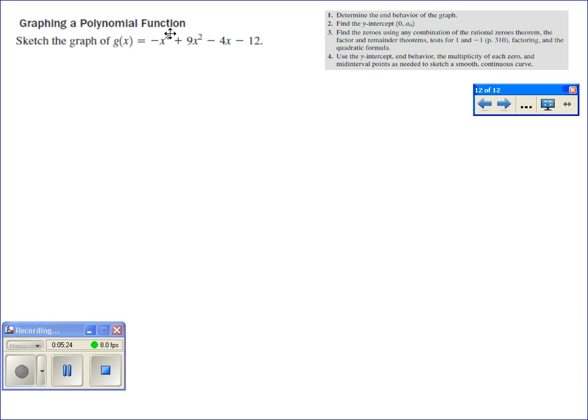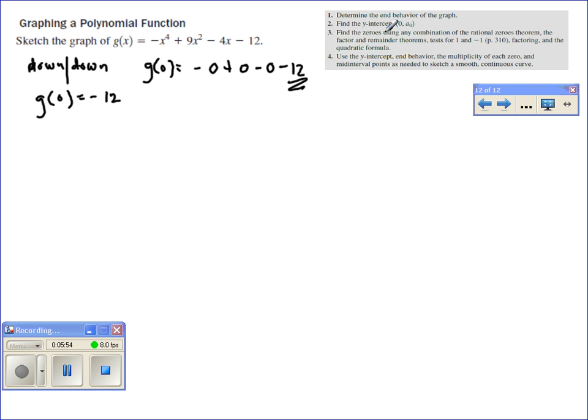So the end behavior, it's a quartic, but it leads with a negative. So the end behavior is up. Nope, down, down. I'm sorry. It's down, down. Next thing, find the y-intercept. So g of 0 is negative 0 plus 0 minus 0 minus 12. Negative 12. g of 0 is negative 12.